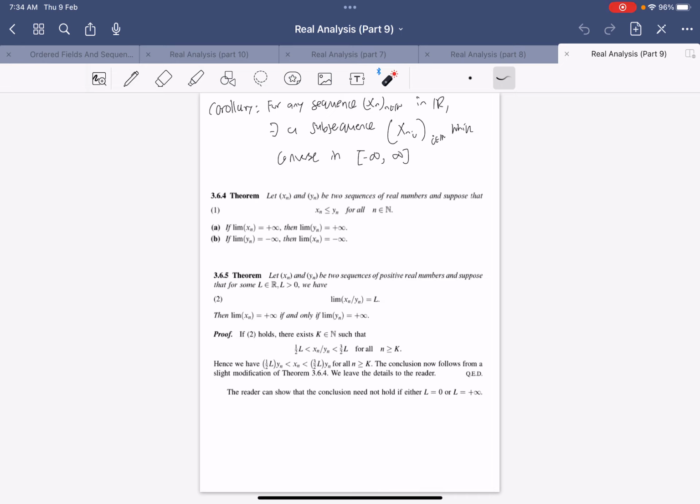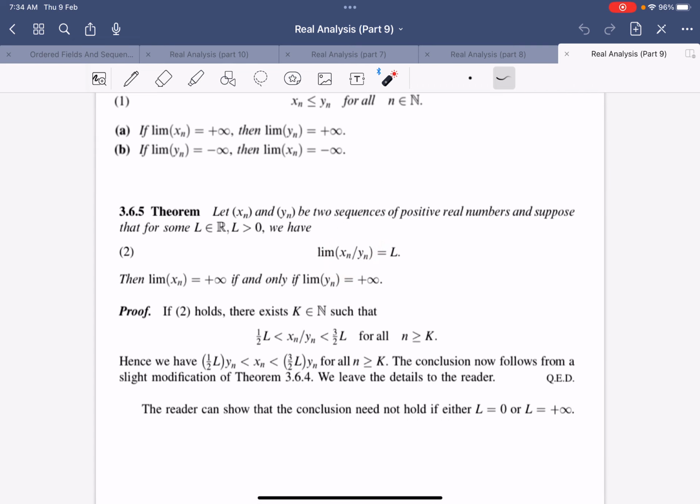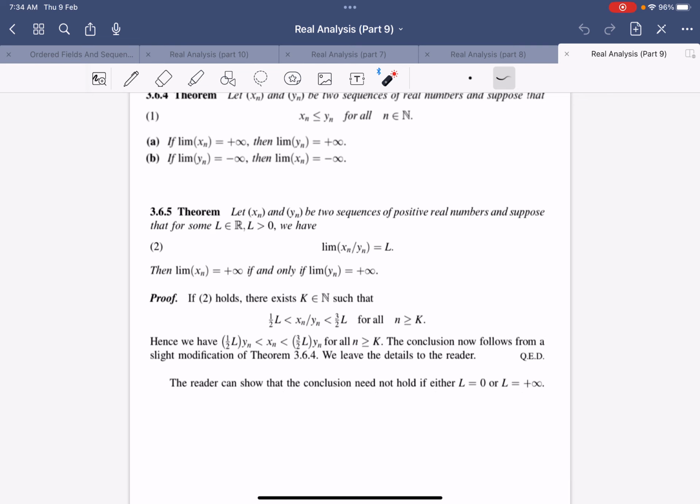Next, we shall prove that if a sequence xn divided by yn has a limit that approaches L, then the limit of xn being infinity will occur if and only if the limit of yn is also infinity. So you can just think about it that if this property of the limit equaling L holds, then there will exist a cutoff such that this sequence xn over yn is bounded between half L and 3 over 2L.